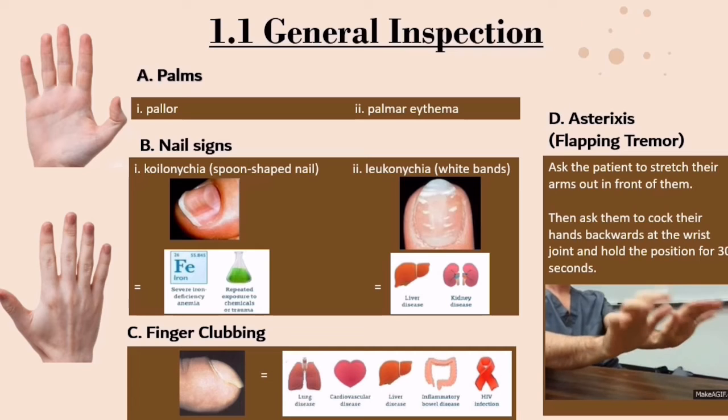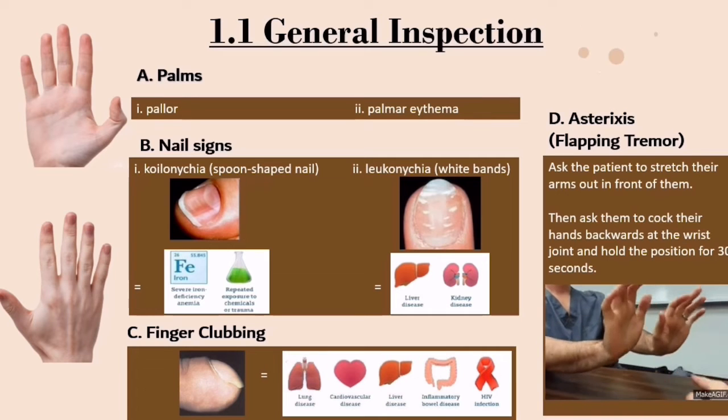On the dorsal aspect of the hand, inspect the nails for koilonychia, which is also known as spoon-shaped nails, as well as leukonychia, which is the whitening of the nail bed. Then, assess for finger clubbing that is known to be associated with several underlying disease processes.